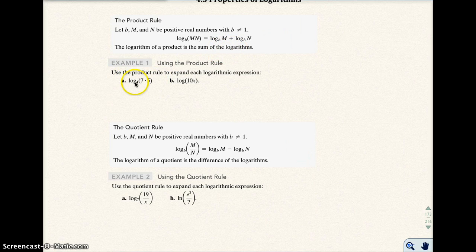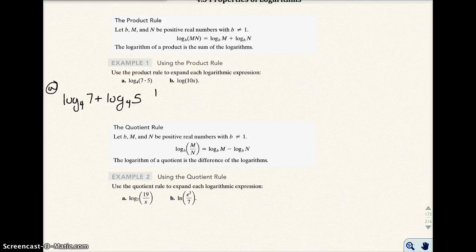So here in example 1, we have a logarithm of a product. A product means multiplication, so here's the product. Then we can change it to the sum, so this would be the log base 4 of 7 plus the log base 4 of 5. This is part A.